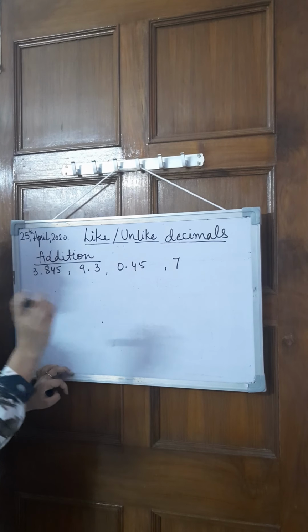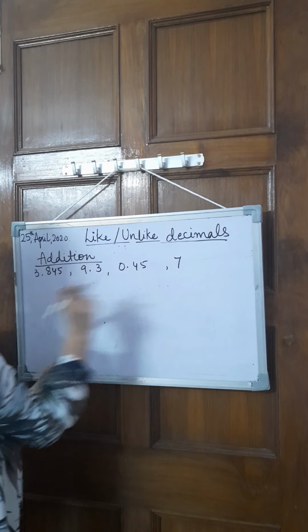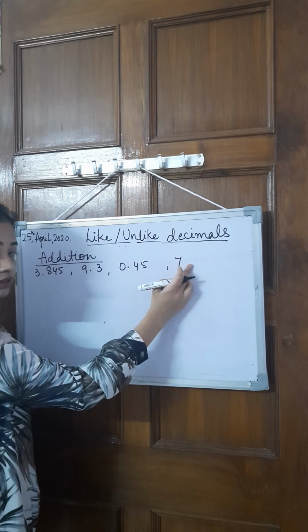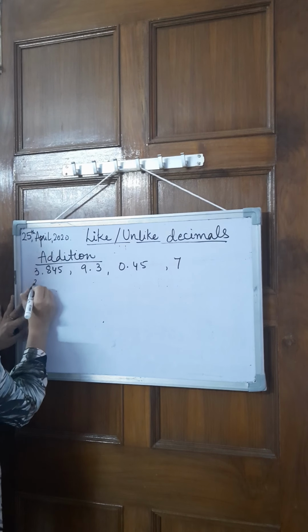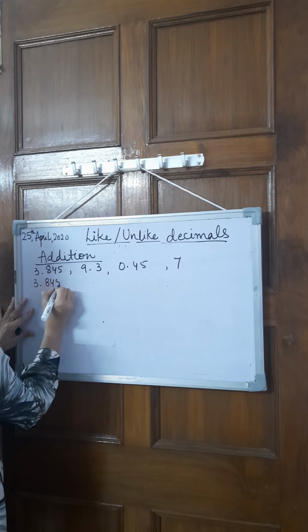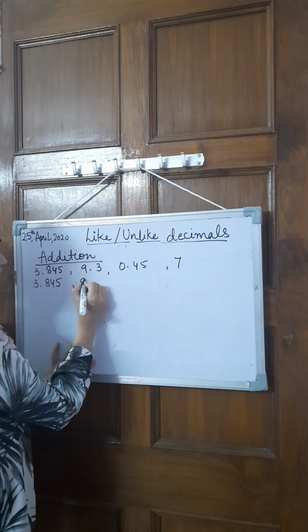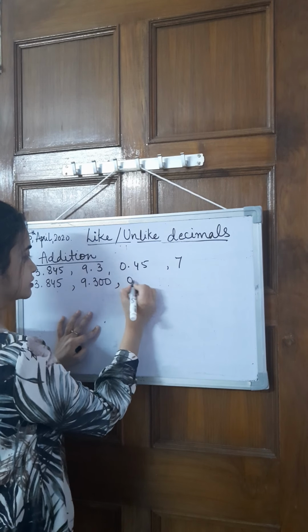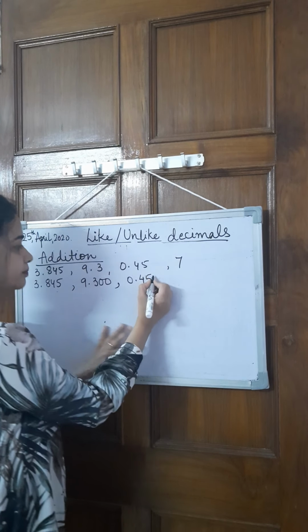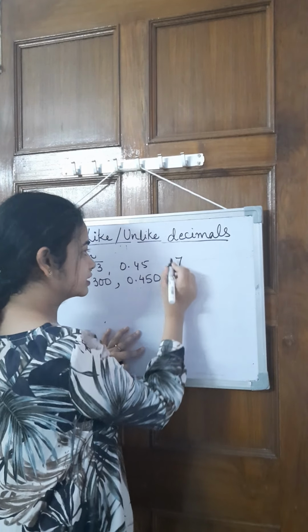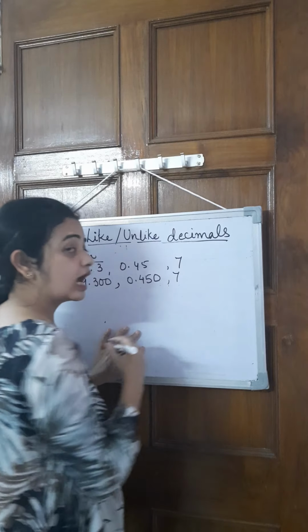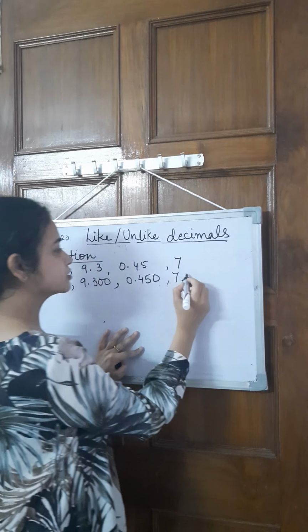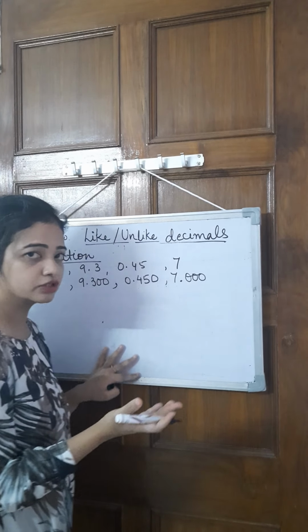So first we'll do the same thing, compare the places after the point. So 3 places, 1 place, 2 places, no place. The maximum is 3 places, so I need 3 places. So this will remain the same. 9.3, I need 3 places, so I will put 2 zeros. This is 0.45, 1 place is less, so 1 zero. Now the last number is a whole number that I can write as a decimal number if I place a point after the number, and then I need 3 places, so I will simply write 000 because it is not going to change my number.